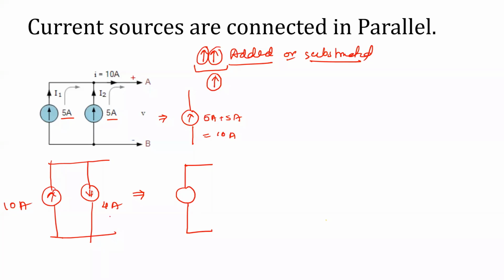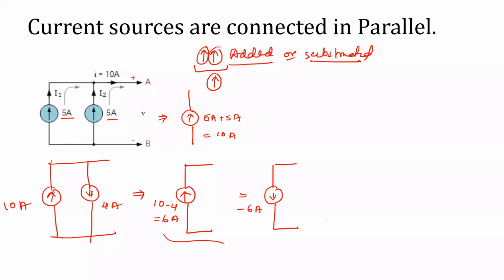One is upward, another one is downward. As a result, a subtracted result here. So it is 10 minus 4, that is 6 amperes. Current direction should follow according to the highest value. Highest value's direction is upward, so that is this one. It can also be written as, if I want to write the direction downward, at that time minus 6 ampere is the result here.